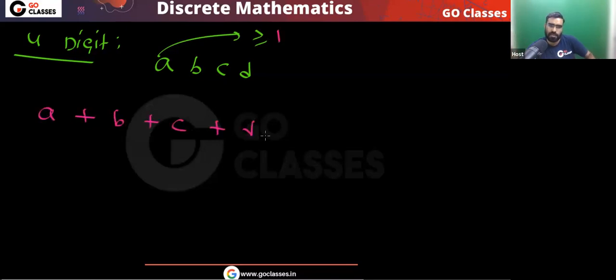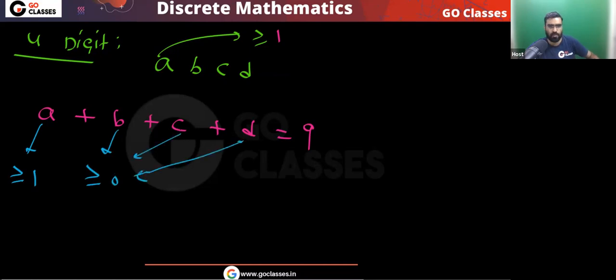4-digit: A, B, C, D. Remember that this should be greater than equal to 0, and this greater than equal to 1. So again, the same thing. The summation should be equal to 9. This value should be greater than equal to 1, this should be greater than equal to 0, this should be greater than equal to 0.